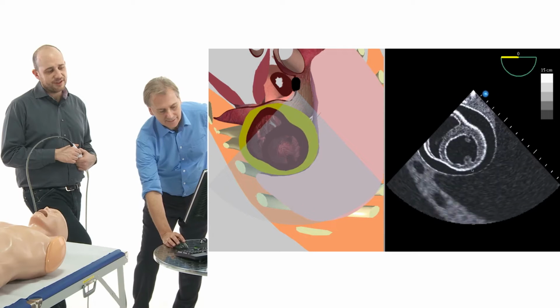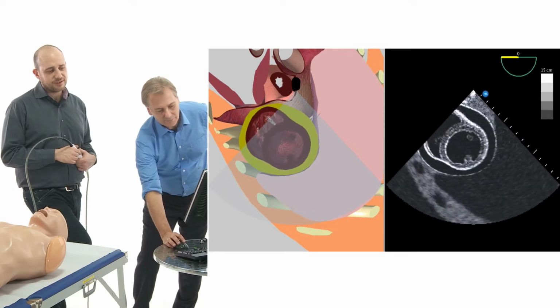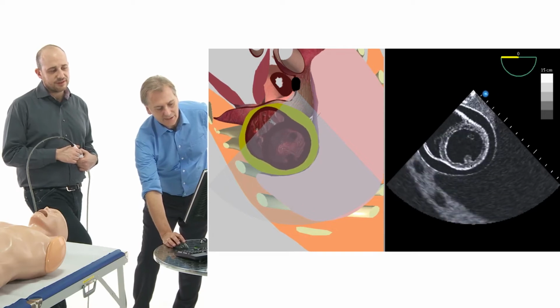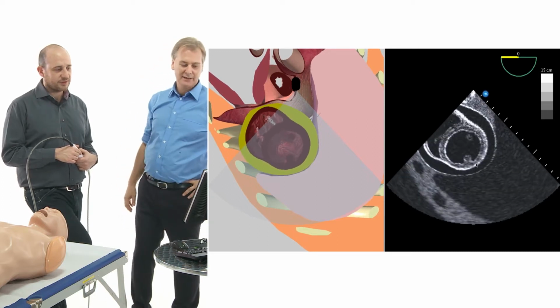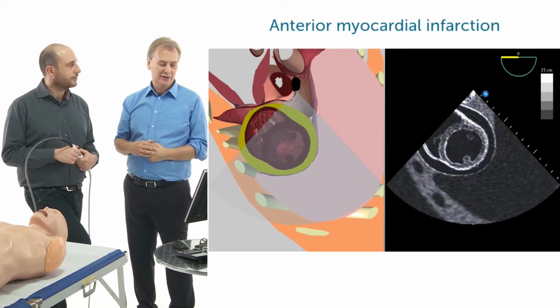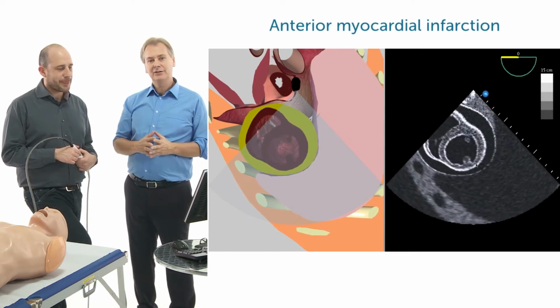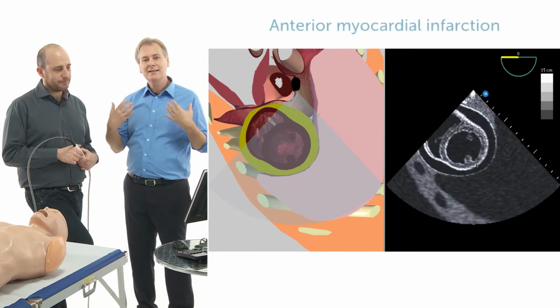Yes, you will realize that the anterior wall is not moving. We have clearly a regional wall motion abnormality, and this must be coronary artery disease, it must be an anterior infarct. So let's study this anterior infarct, and while we do this, explain which segments of the ventricle we see in this view.